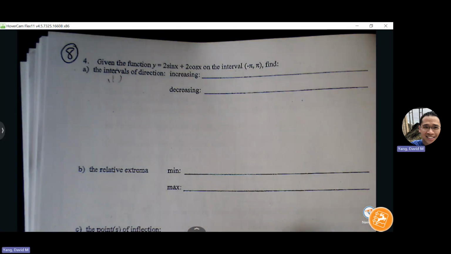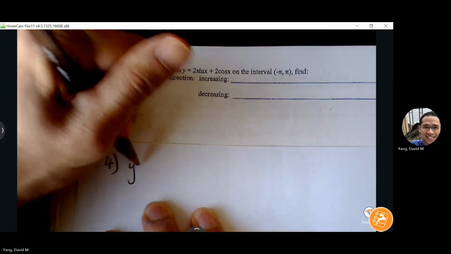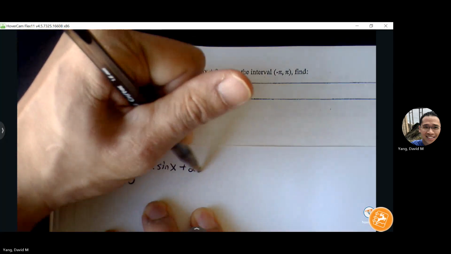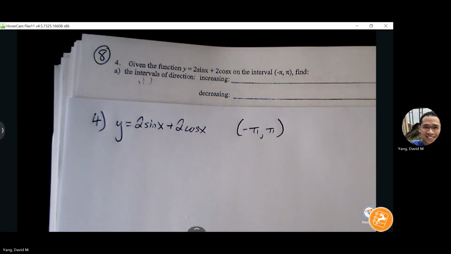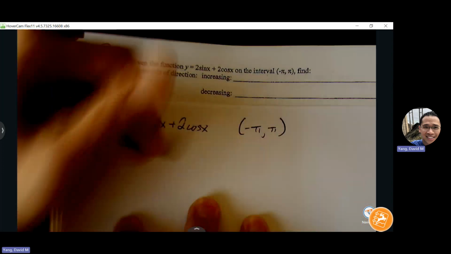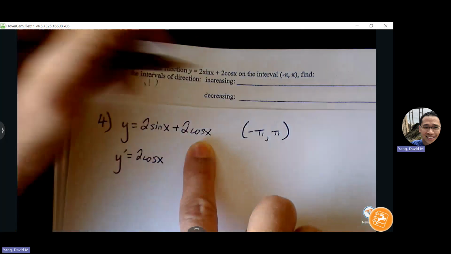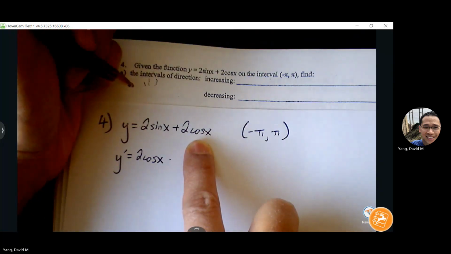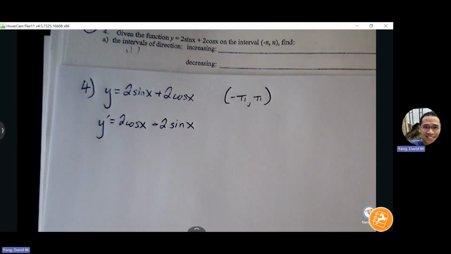All right, so let's go to our work for showing. Okay, so let's find y prime. First derivative test, and then test for concavity. Gather all of our information, and then be able to write our intervals of increase, decrease, and everything else. Okay. All right, 2 sine x becomes 2 cosine x. 2 cosine x becomes negative, yeah. All right, to find critical points, we set f prime or y prime equal to 0.